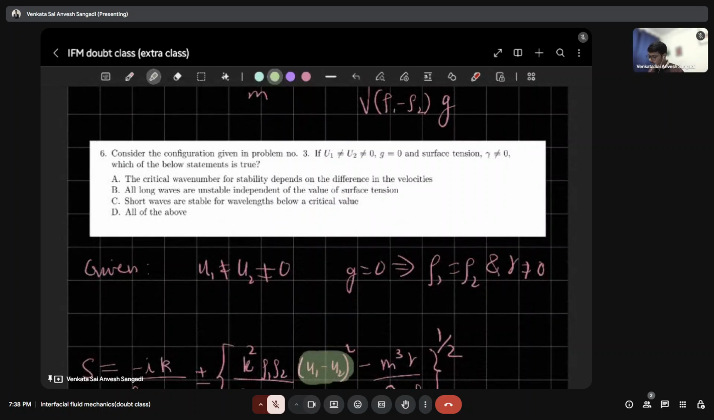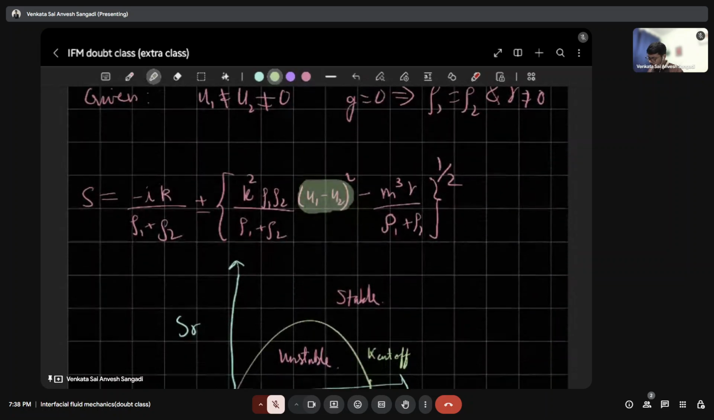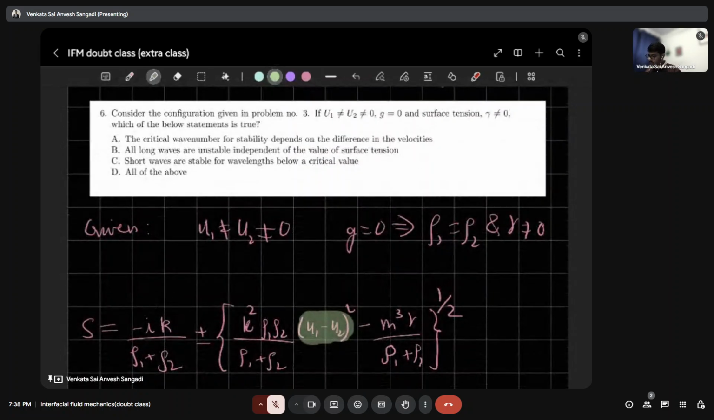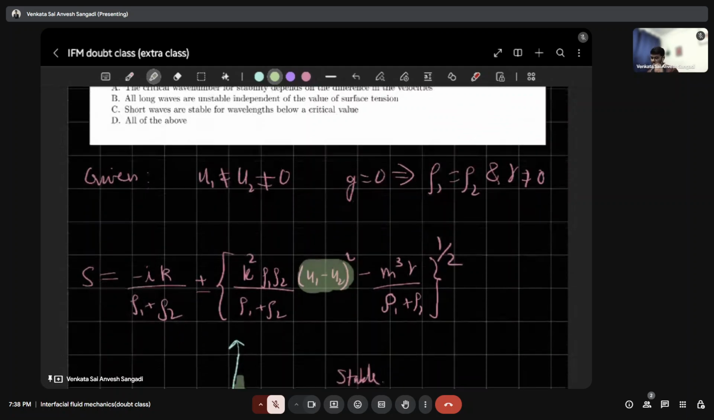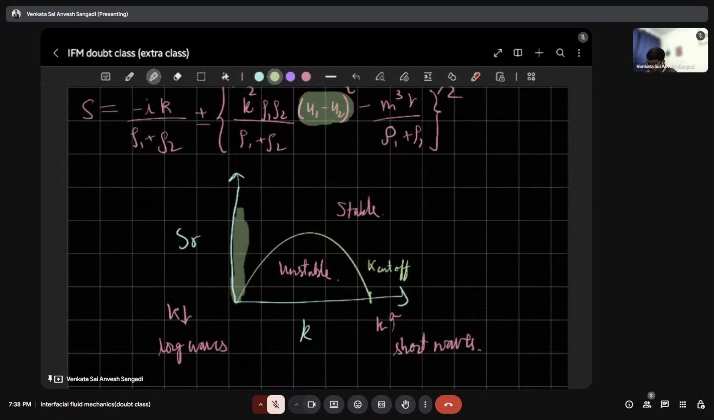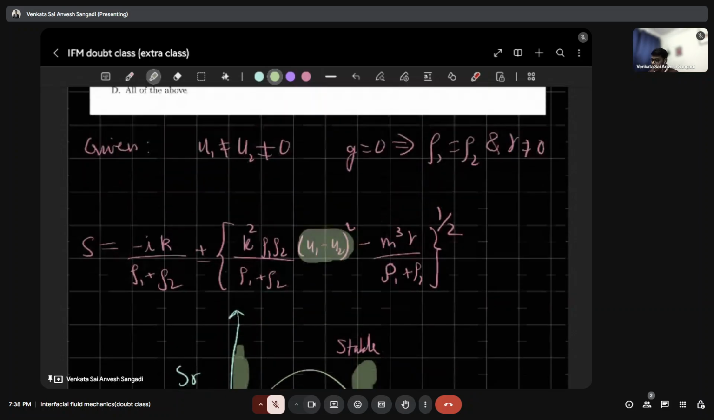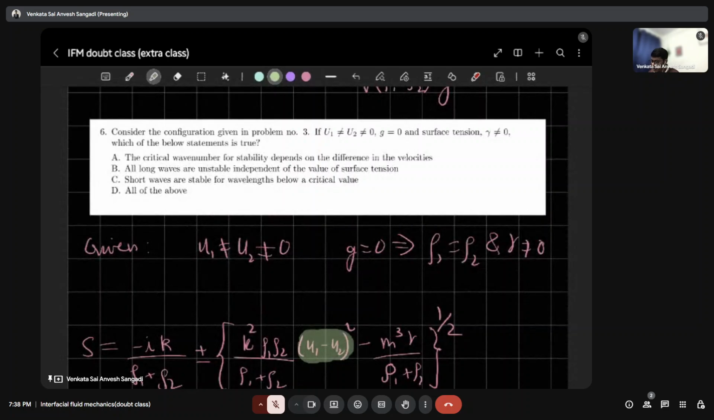The second option says all long waves are unstable independent of the value of surface tension. So all the long waves in this region are unstable, and the short waves are stable for a wavelength below a critical value. Above a cutoff value, we have stable regions. So the correct option is option D.